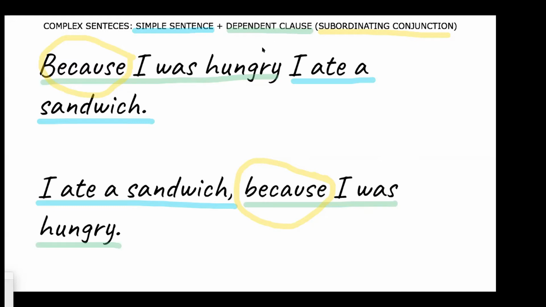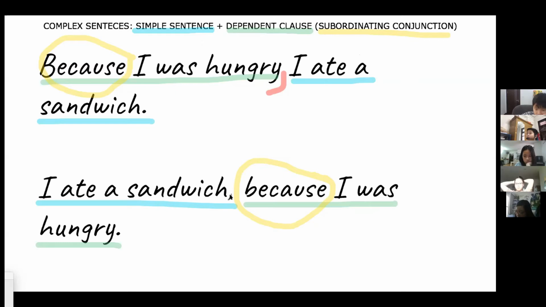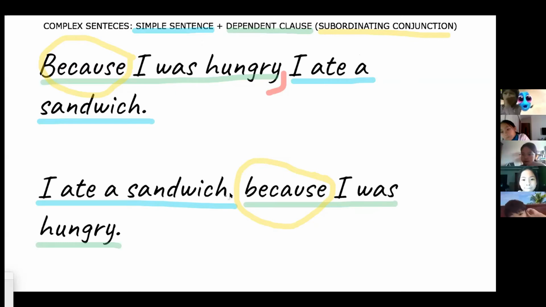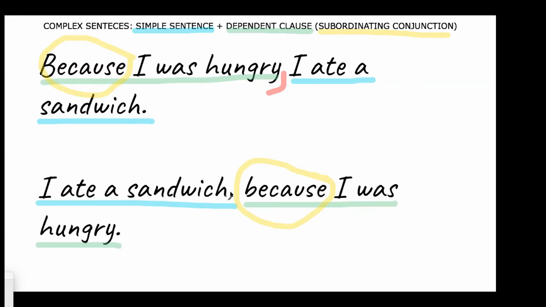The first sentence. Yes, the first sentence needs the comma. And which word does the comma go after? Hungry. There we go. Because I was hungry, comma, I ate a sandwich. And Maggie, our second sentence, do we need a comma in the middle? No, we do not need a comma in the middle because our subordinating conjunction is in the middle. So we can get rid of this comma here. Okay, so now our sentences are correct.